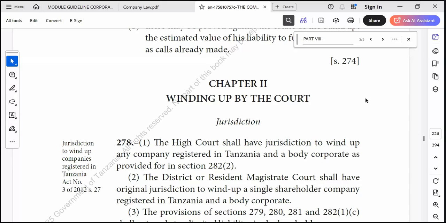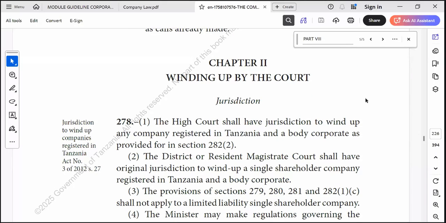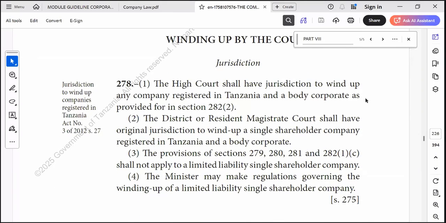Now, this is the first provision, section 278. We said we have in Tanzania courts of law. We said we have primary court, district court. Then we went further up to look at the district court, which is concurrently operating with the court of resident magistrate, then the high court and the court of appeal.